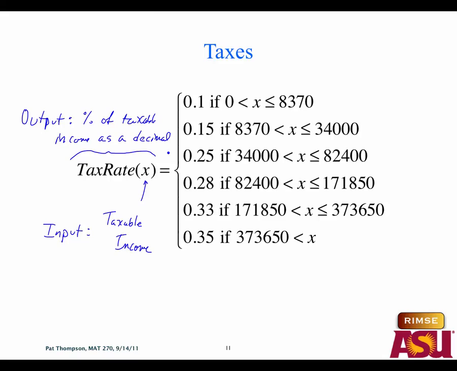Okay, so let's look at another function. So this is a rate of change function. It's constant rates, but it's piecewise, right? So it's a piecewise constant rate of change function. Input is a taxable income. Output is the tax rate.